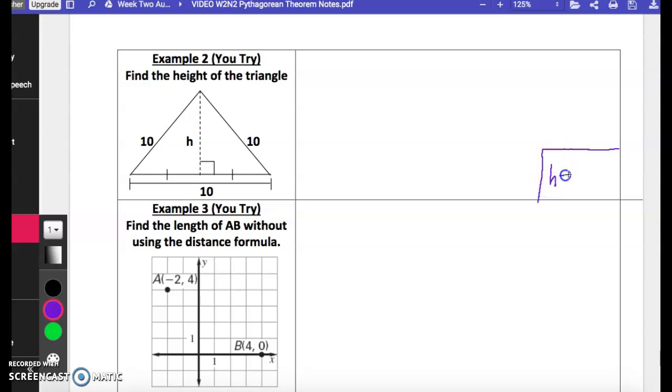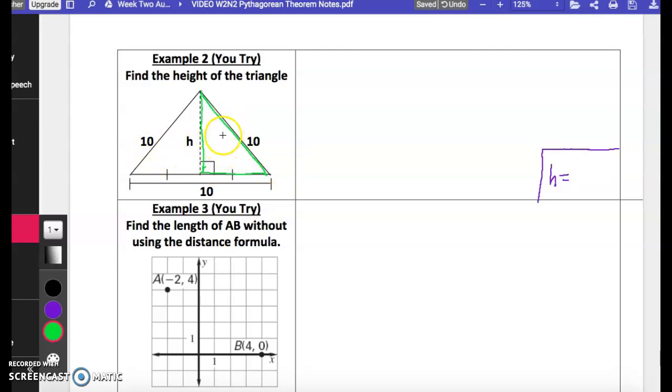So we're looking for h. Now, what do we have? We have an equilateral triangle, 10, 10, 10. So we know this is equilateral. But we also have a right triangle here. So let's highlight here. If I were to look at this like it's 3 triangles, we have the big triangle, which is equilateral. We have this small one on the left, and then we have this smaller one on the right.